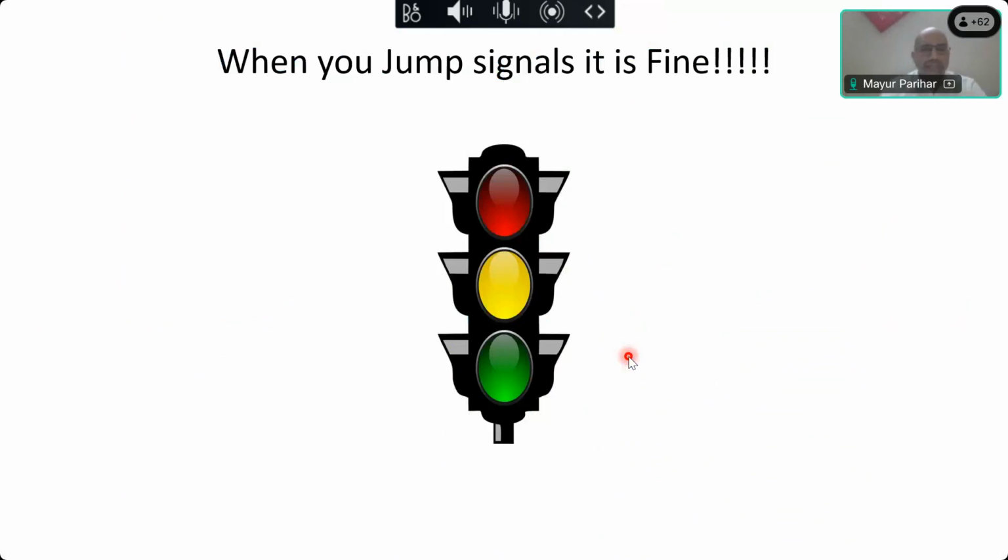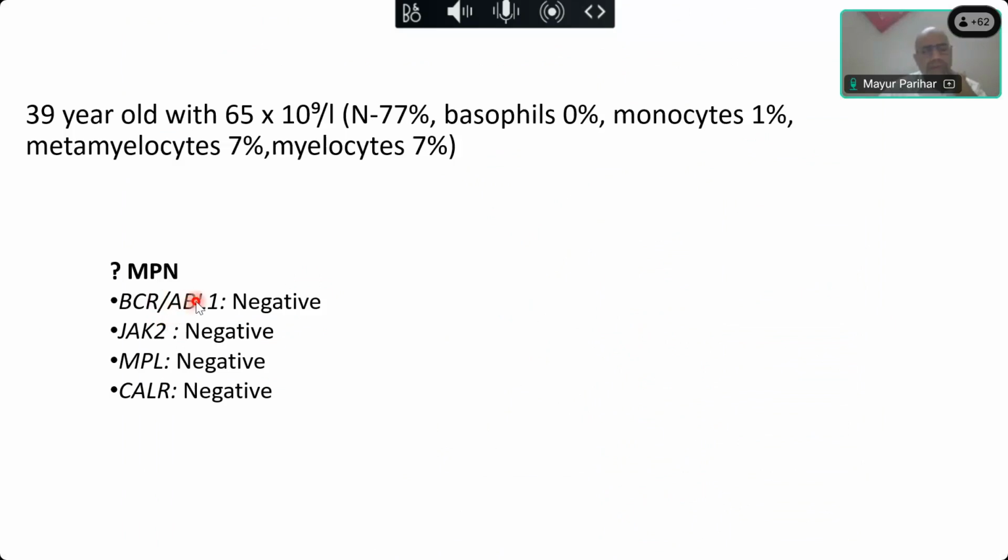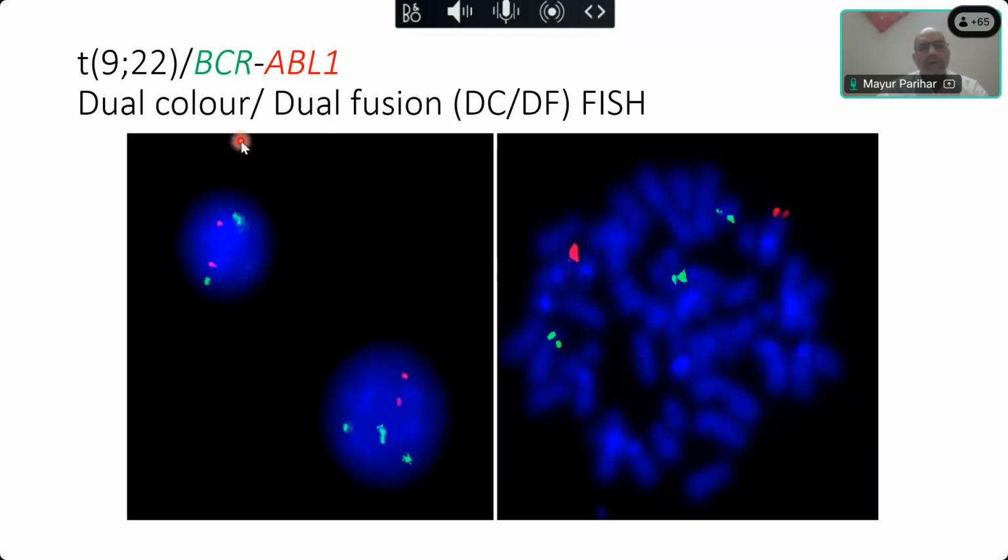Now, let me show you an interesting case. I like to name my cases, and this case I would like to say, when you jump signals, will tag to a BCR. So whenever you get an MPN, of course, you look for a BCR-ABL, and that was negative in this patient. And then molecular studies were done where JAK2 mutations, MPL mutations, and CALR, sorry, were all negative.